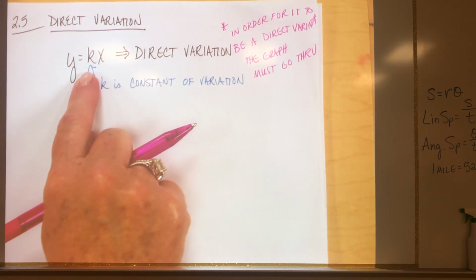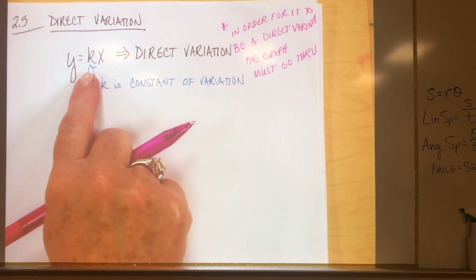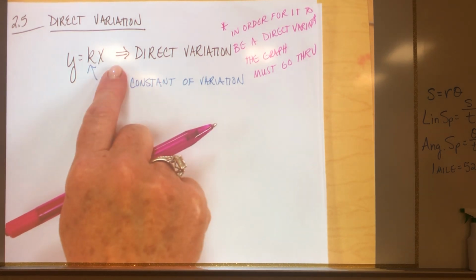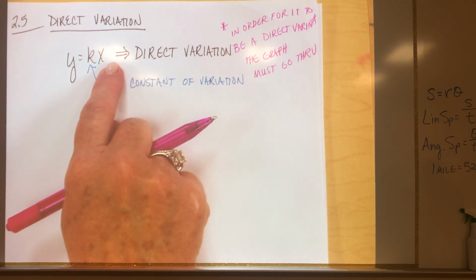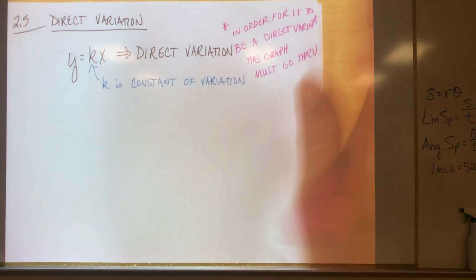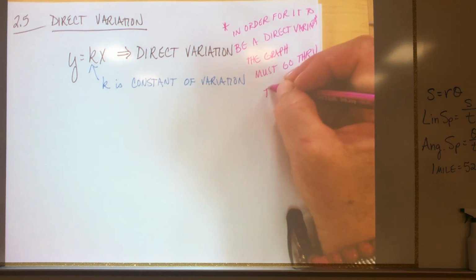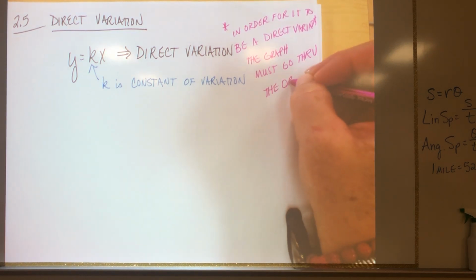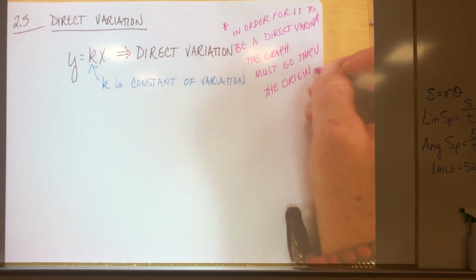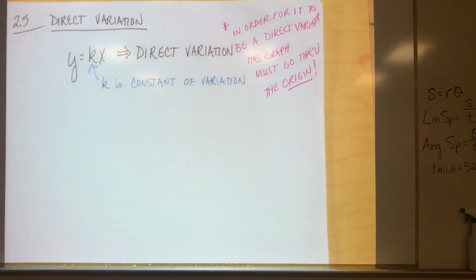look at this equation over here. What's his y-intercept? Zero. We must go through zero. That's exactly right. He doesn't have a y-intercept, so it has to be 0. So he must go through the what? The origin. 0, 0. It must go through the origin. If it doesn't go through the origin, it is not a direct variation. Okay? If it doesn't go through the origin, it is not a direct variation.